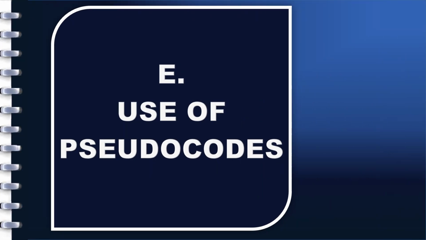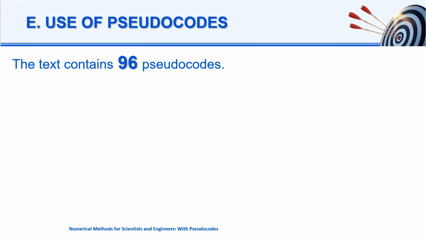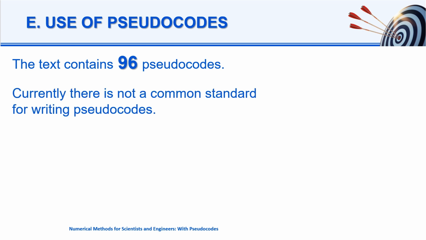Why use pseudocodes? The text contains a total of 96 pseudocodes. Every numerical algorithm is presented as a completely independent pseudomodule that can be converted and used with other programs. Some pseudocodes use one or more of the pseudomodules presented in prior sections or chapters.